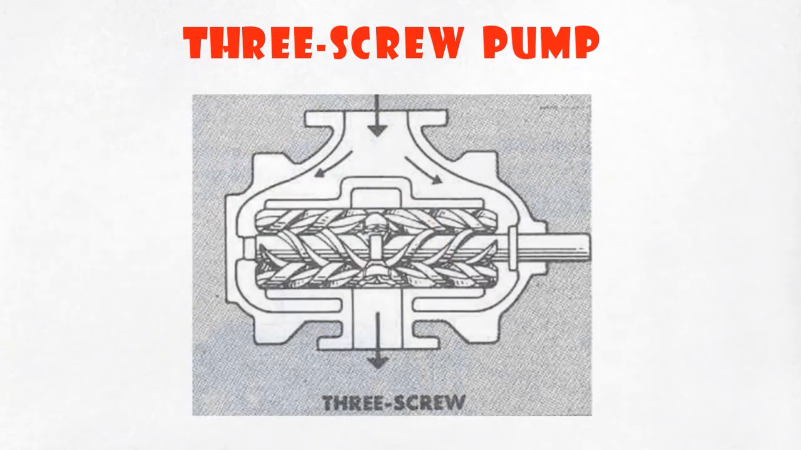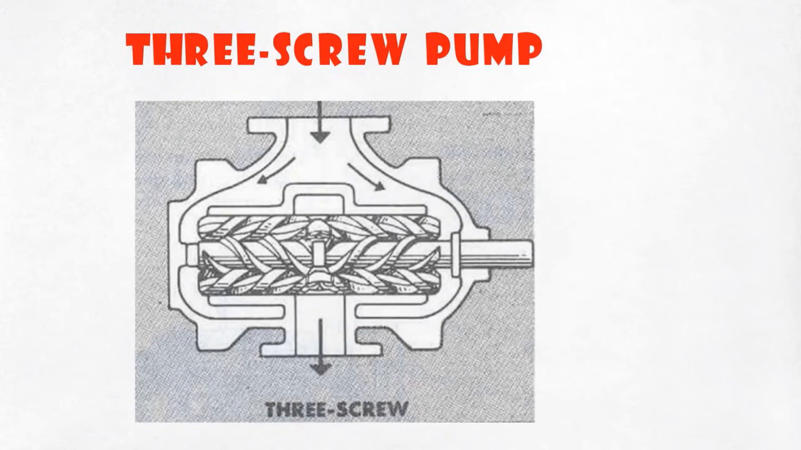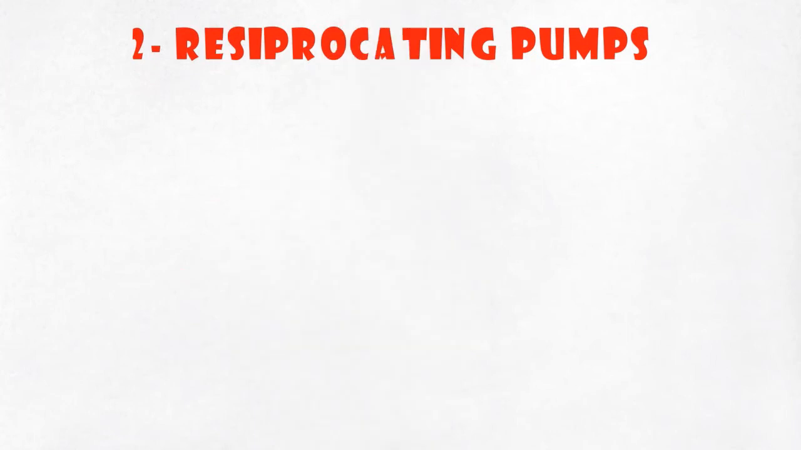This one is the 3-screw pump. In operation, the 3-screw pump is driven by the central rotor called the power rotor. It drives two idler rotors which mesh with it. Both idler rotors are identical, being threaded to mesh with the power rotor.